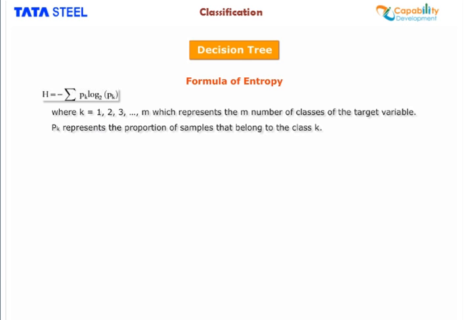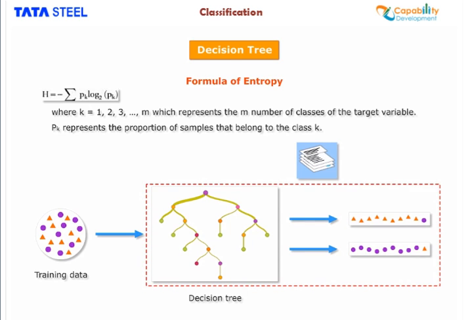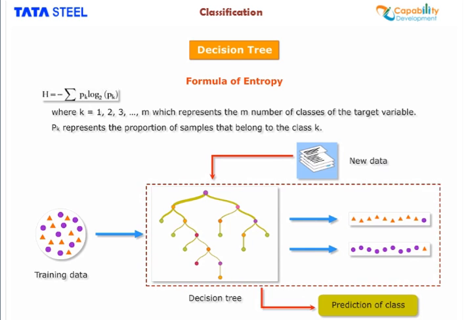Using the attributes, the decision tree model tries to create such subsets of the training data in which the impurity is as less as possible. The route to these subsets is then used for predicting the class of any new data point.